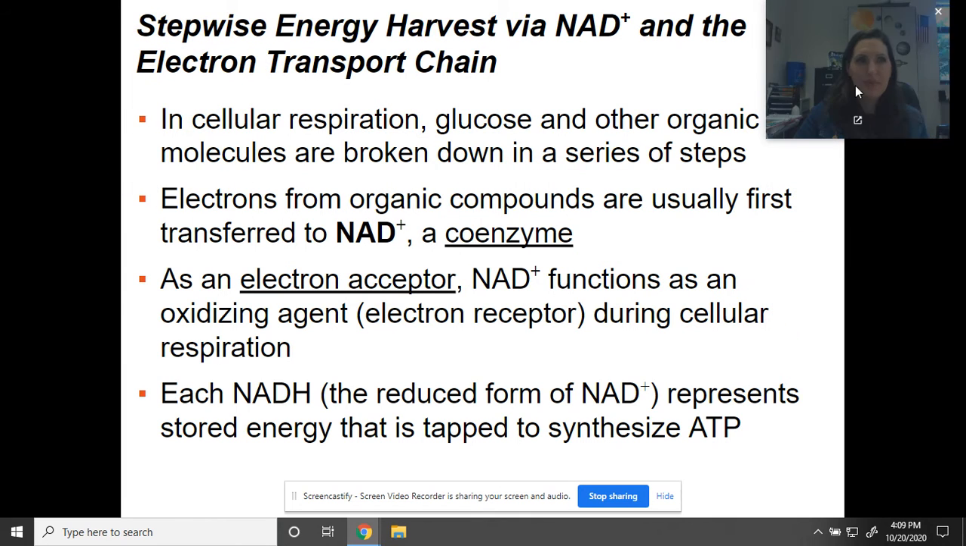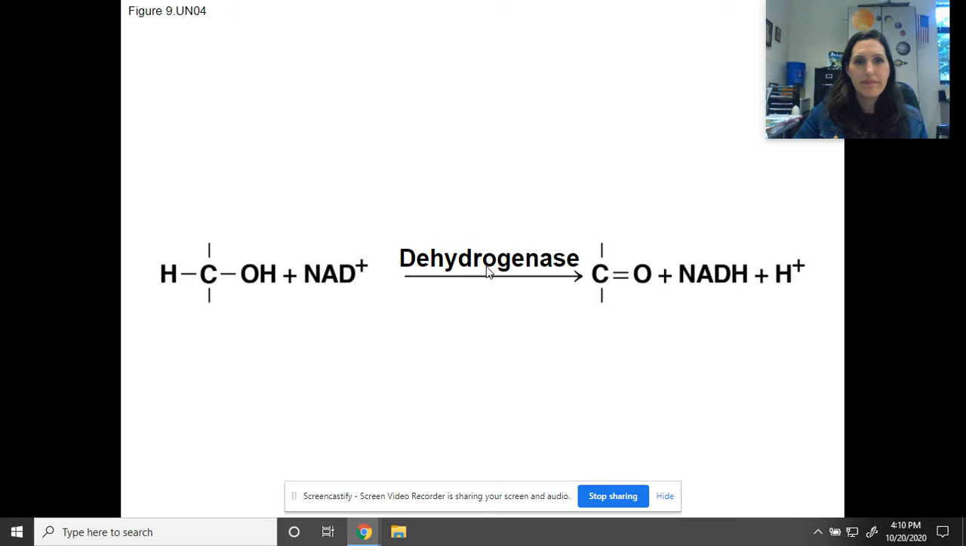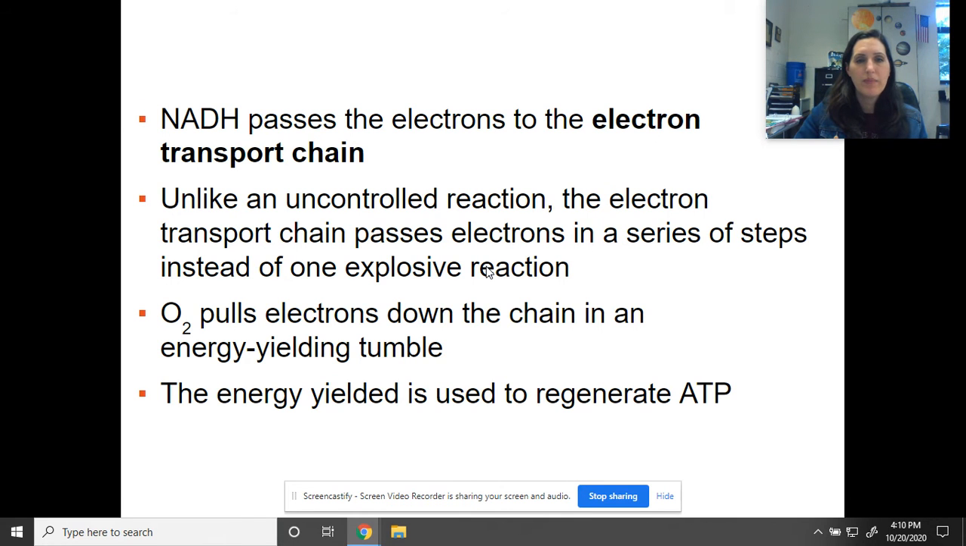Move me over here. NADH and NAD is a coenzyme. So it's an electron acceptor. It can take the hydrogens and move them around. It's going to move them through an electron transport chain. Okay, this is the formula for it. We don't have to know it. Okay. All right, NADH passes the electrons to the electron transport chain.